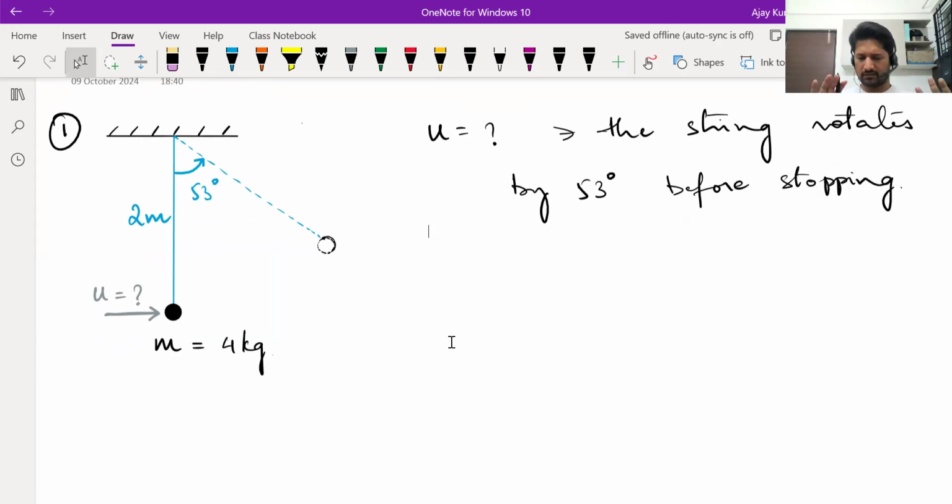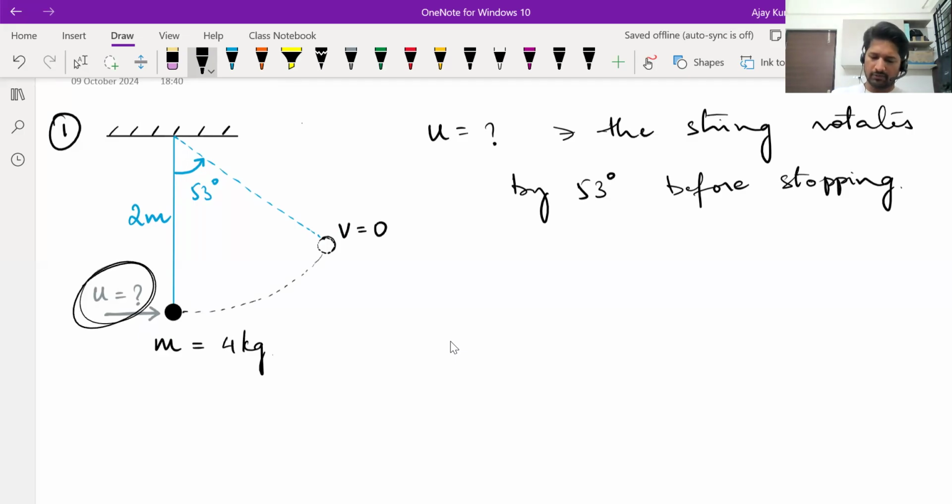So listen, analyze the situation first. Basically, this is a case where an object is moving from one place to another. So some movement is there, means some change in arrangement is there. And you are asked to find out the velocity at one position. And you know that at the other point, when the string rotates by 53 degrees, the bob comes to rest. So you know the velocity at one position. You need to find out the velocity at some other position. And an object is moving from one point to another.